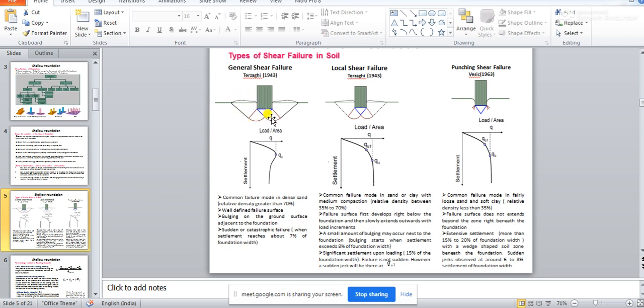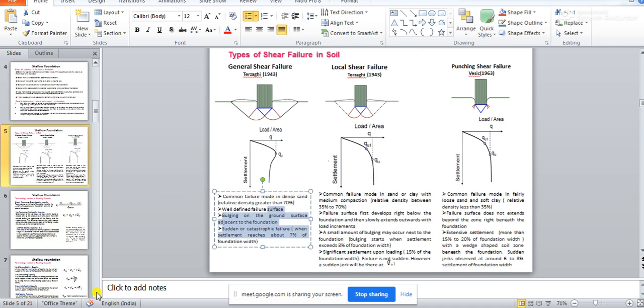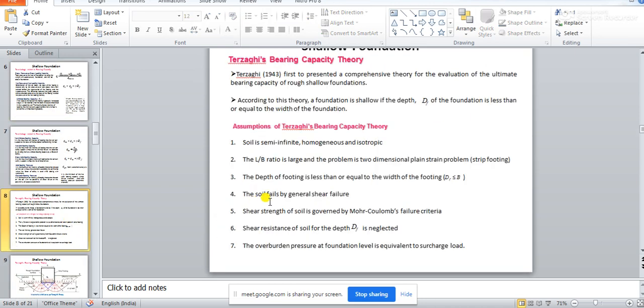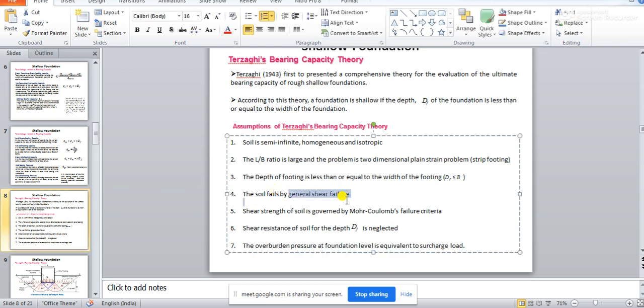So there are 3 clearly demarcated zones of failure with bulging of soils, a common failure mode in foundations in dense soil where the relative density is greater than 70%. So Terzaghi's bearing capacity equation considers the soil is essentially failing by shear. And which kind of shear failure? The failure is general shear failure. Very important assumption.